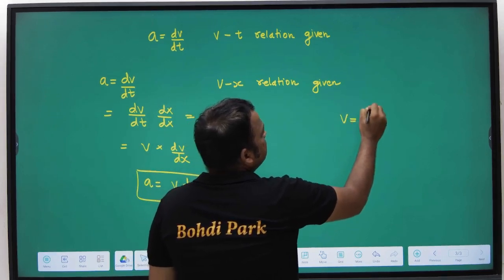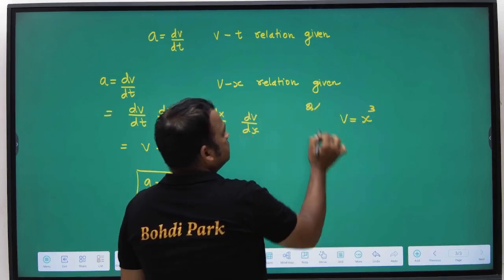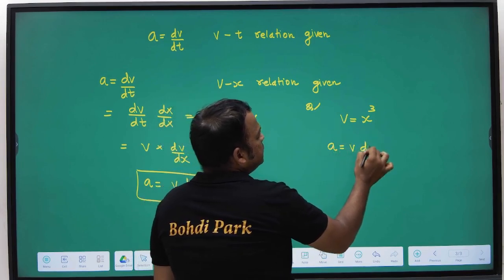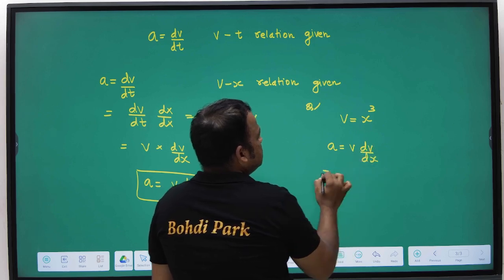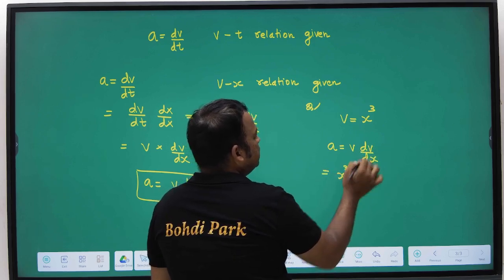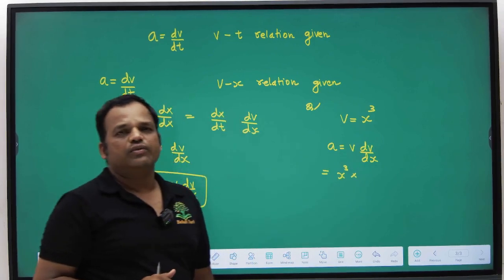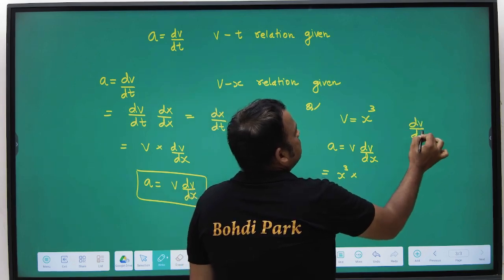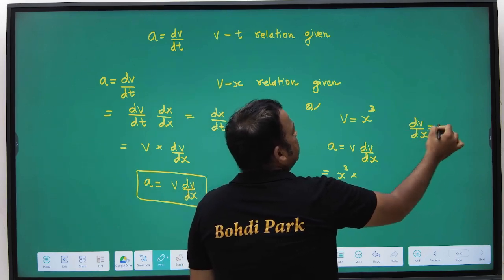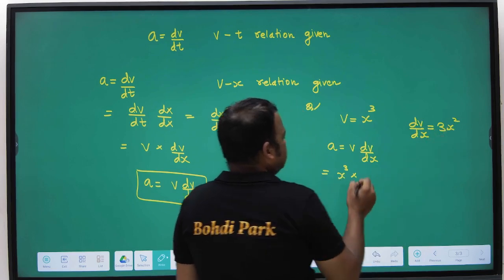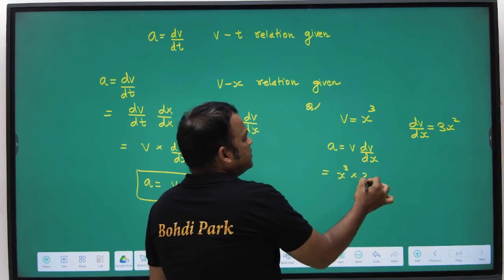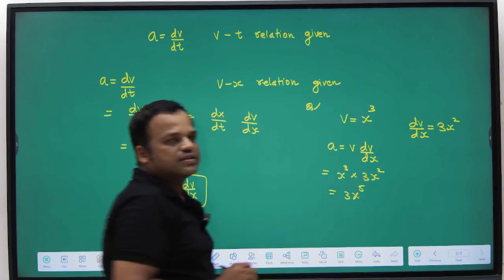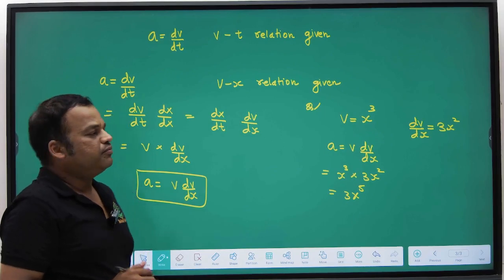If v is equal to x cube, how to find acceleration? Acceleration will be v into dv by dx, so that will be x cube into dv by dx. How to calculate dv by dx? We will use the differentiation formula. So dv by dx will be 3 into x square. Substituting this, we have 3x raised to 5. Acceleration will be 3x raised to 5.